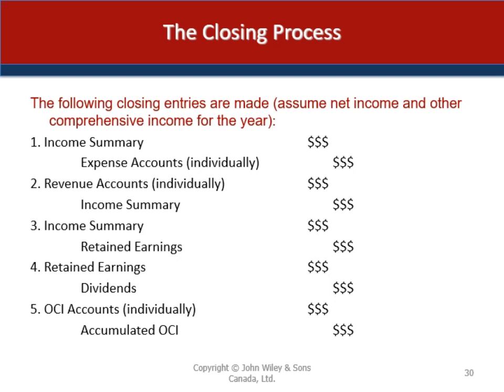And then if we're talking about IFRS, the other comprehensive income accounts would be closed to the accumulated other comprehensive income as a separate closing process. We didn't talk about that one in the introductory financial accounting course, but we essentially have to do that to make sure that all the accumulated other comprehensive income is properly accounted for, and that the other comprehensive income accounts all get closed individually to zero to start again in the next period.